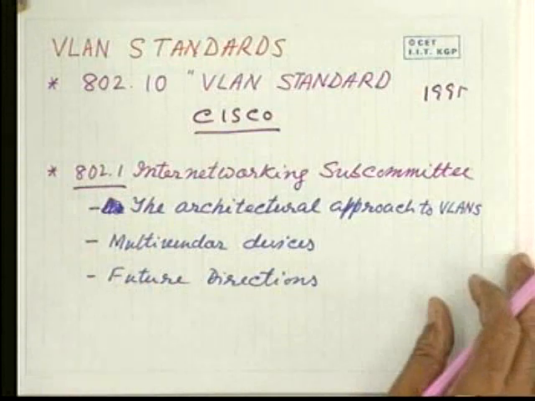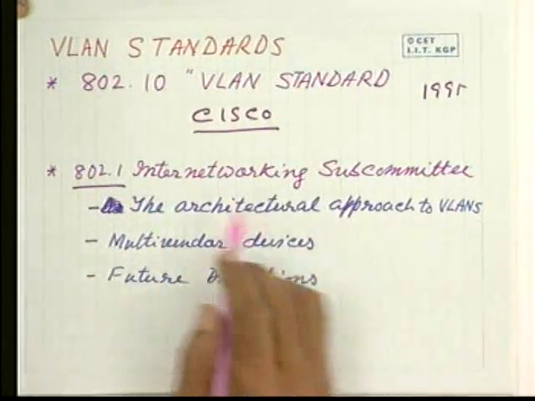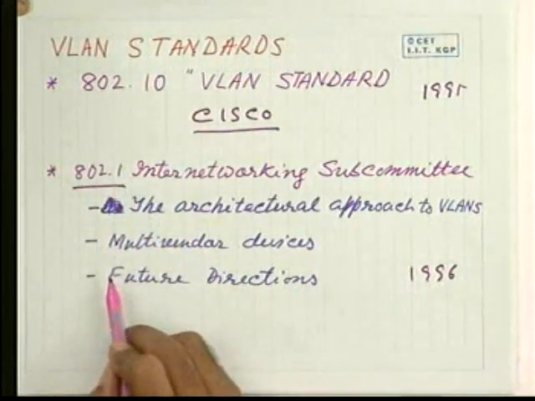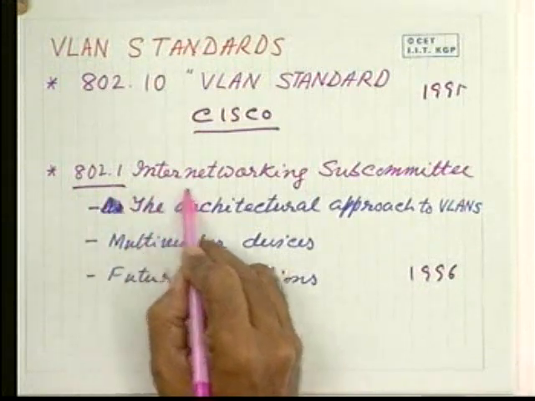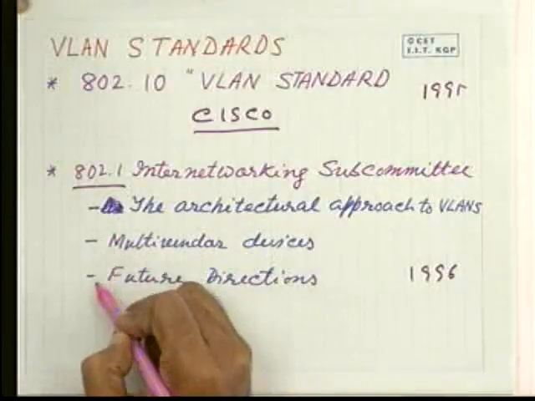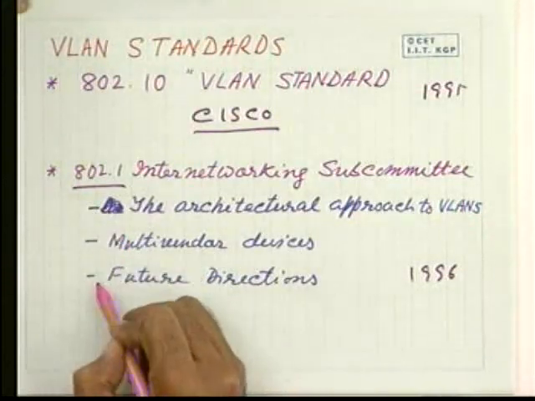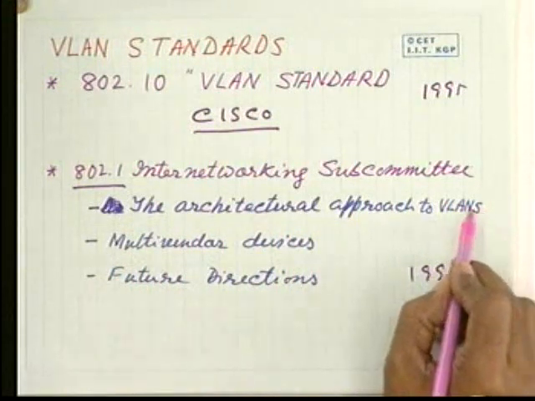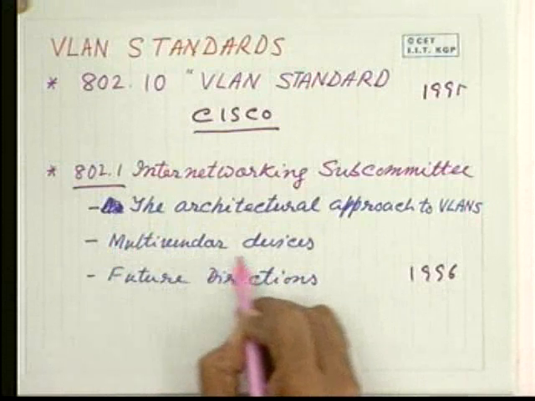Another standard which is accepted was proposed sometime in 1996 by the 802.1 subcommittee. As you know, 802.1 is the internetworking subcommittee. They developed a standard which is being accepted widely. The three important features of this standard: first, the architectural approach to VLANs. It decides how the VLAN architecture will be implemented, and how multi-vendor devices will be accepted.